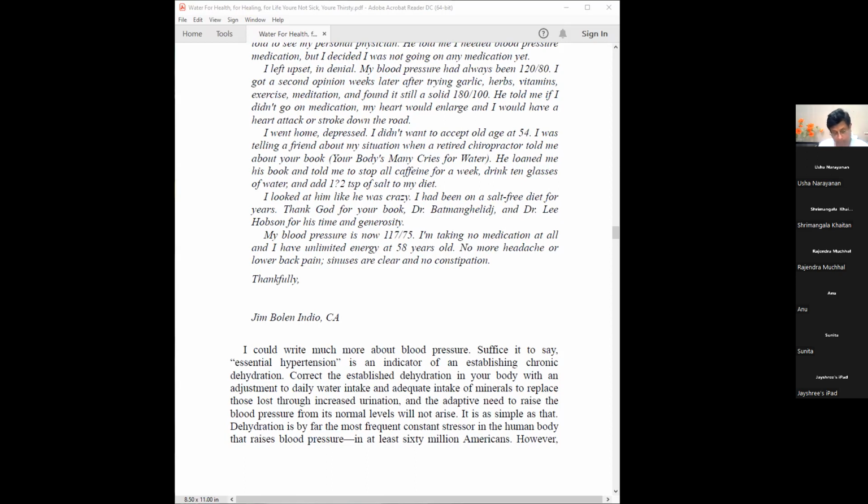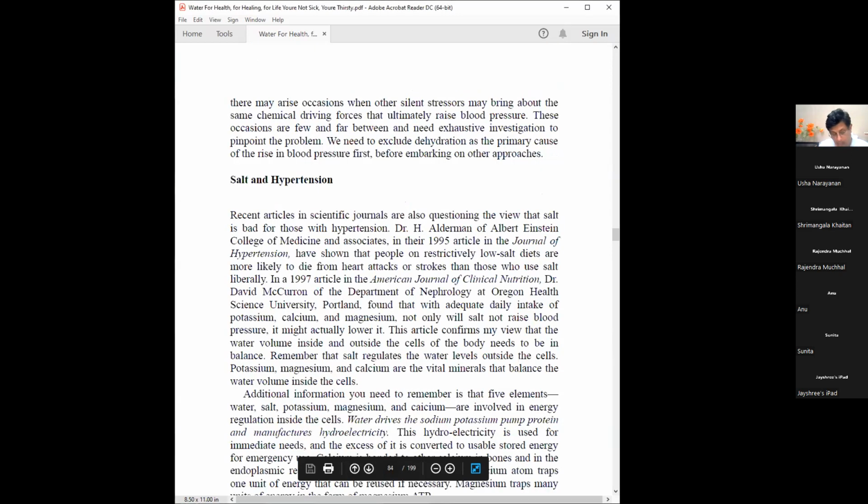Dehydration is by far the most frequent constant stressor in the human body that raises blood pressure in at least 60 million Americans. However, there may arise occasions when other silent stressors may bring about the same chemical driving forces that ultimately raise blood pressure. These occasions are few and far between and need exhaustive investigation to pinpoint the problem. We need to exclude dehydration as the primary cause of the rise in blood pressure first before embarking on other approaches.